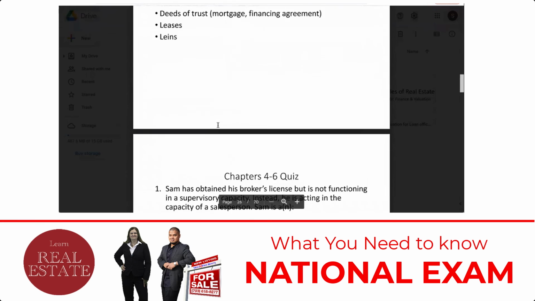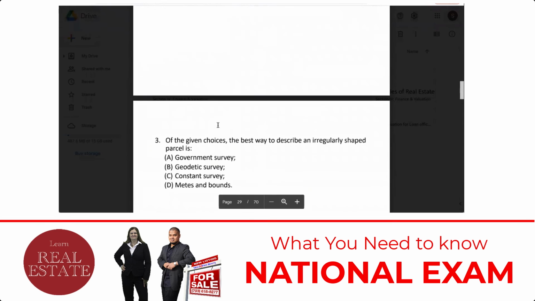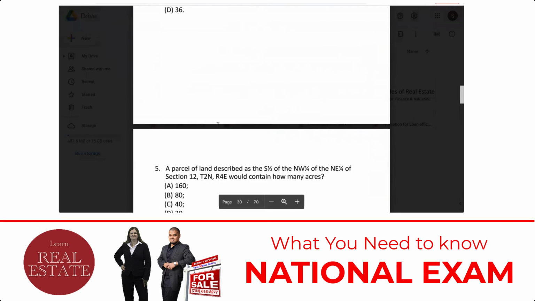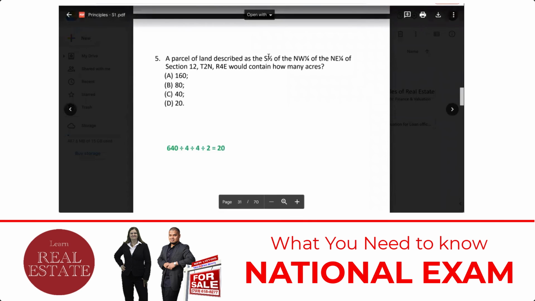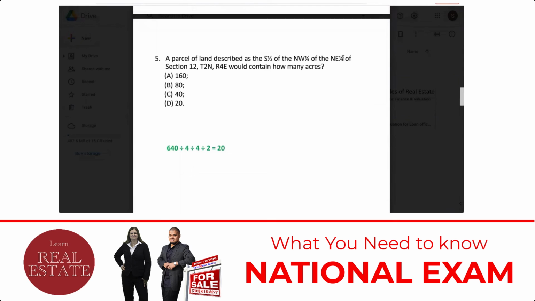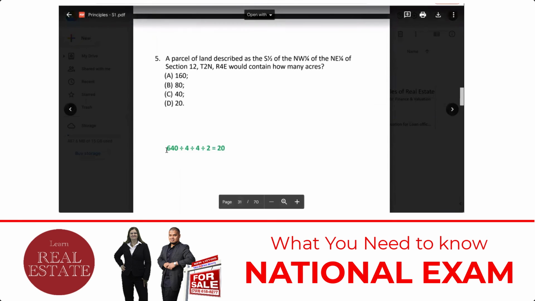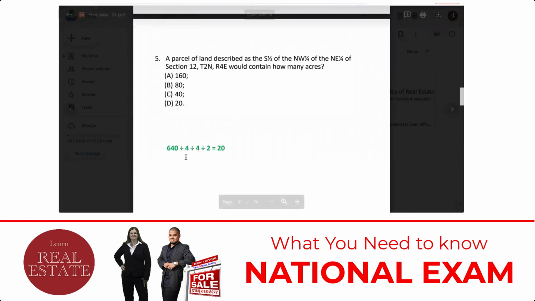All right, so now you know it's 640 acres per one section. This is very important that you know this. All right, so 640 divided. Now notice there's half, fourth, and fourth. Okay, so we have 640 divided by 4, divided by 4, divided by 2. Okay, and that tells you there's 20 acres there.